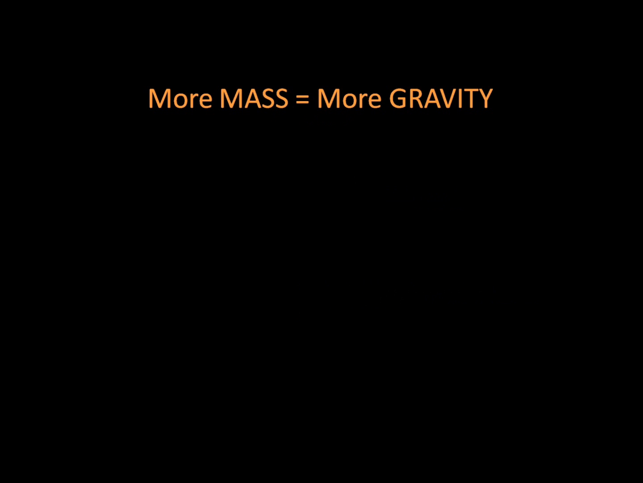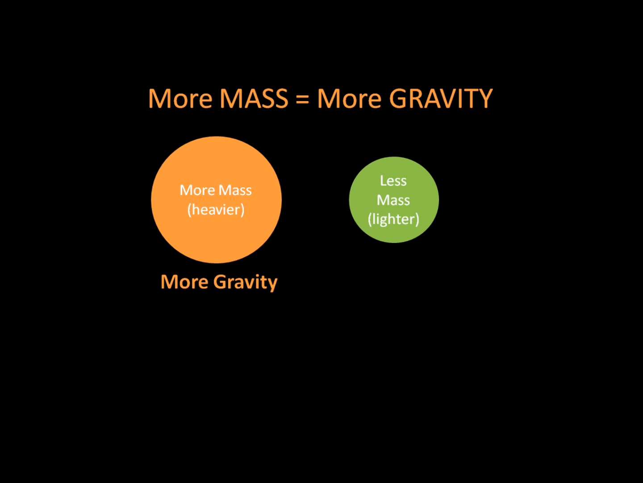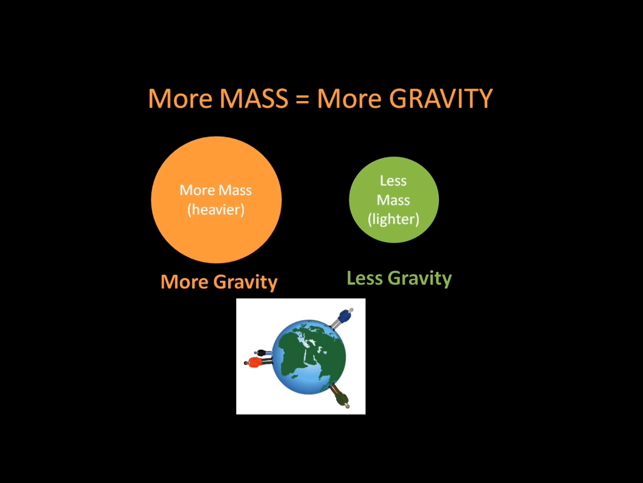Let's start with mass. Remember that mass is how much matter is inside of something. Objects with more mass are heavier than objects with less mass. Gravity is related to mass. The more mass something has, the more gravity it will have. Less mass means less gravity. So the reason the Earth's gravity pulls everything on it is because Earth is so much more massive than all the objects on Earth. So Earth's gravity is stronger.